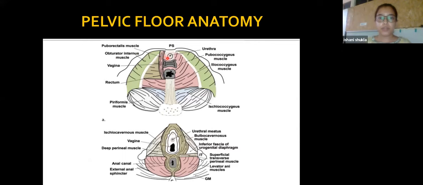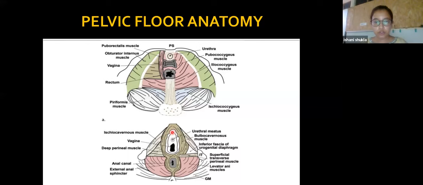Here we can see the urethra anteriorly, behind the pubic symphysis. The middle one, this sleeve-shaped structure, is the vagina. And posteriorly, we can see the rectum. It is surrounded by the pelvic diaphragm. Located at the medial-most part of the levator ani is the puborectalis muscle, which forms a U-shaped sling around the levator hiatus. Lateral to it is the pubococcygeus muscle. The lateral-most part is the iliococcygeus muscle. And this is the ischiococcygeus muscle. All these muscles together form the pelvic diaphragm.